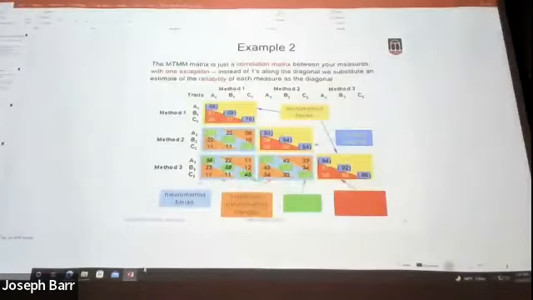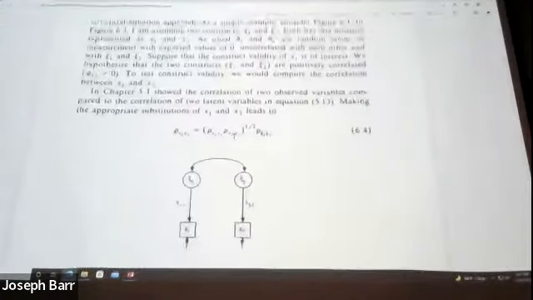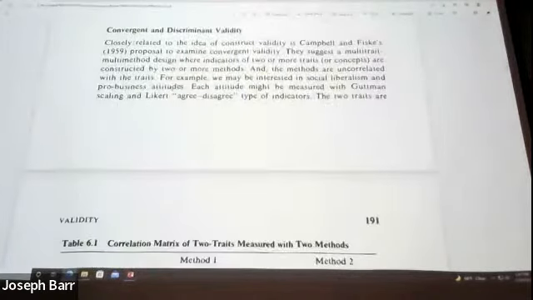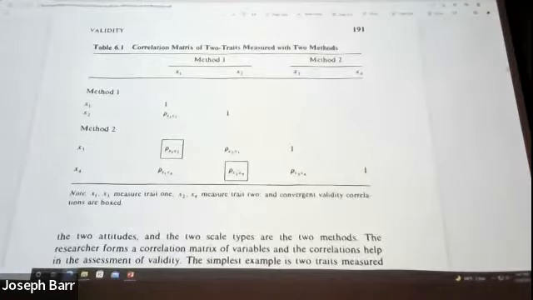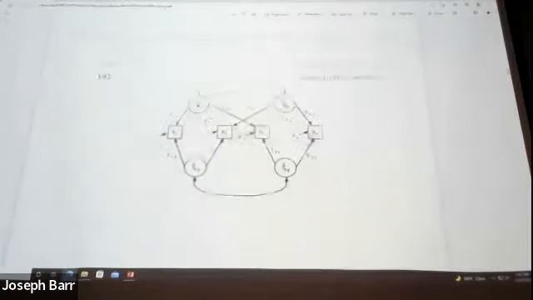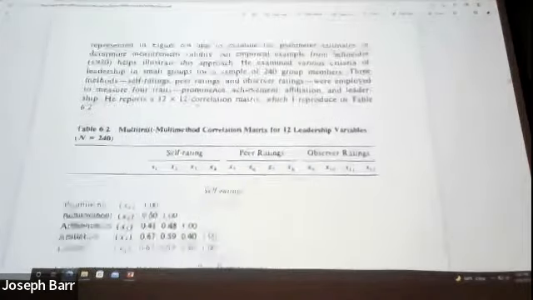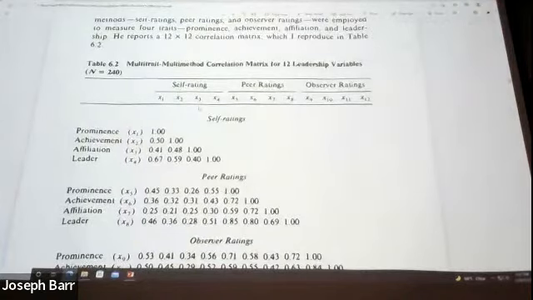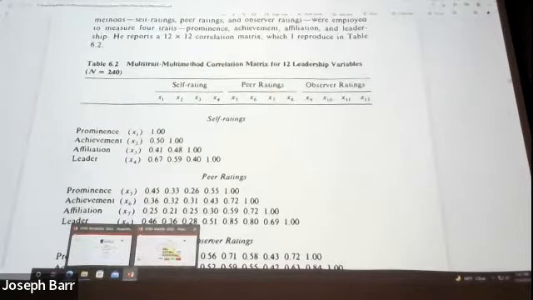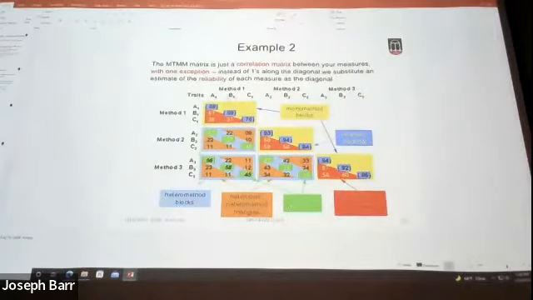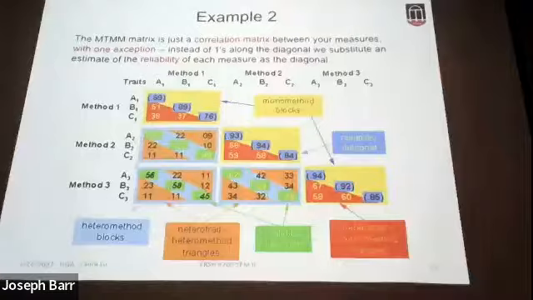Let's look at which page. Yeah, convergent and discriminant validity. And this is the table we just discussed. That's it. This is another example. Here we have 4 traits. Here we only have 3 traits, 3 methods. Just look at this example first, and then we can change to the 3 by 4 table.